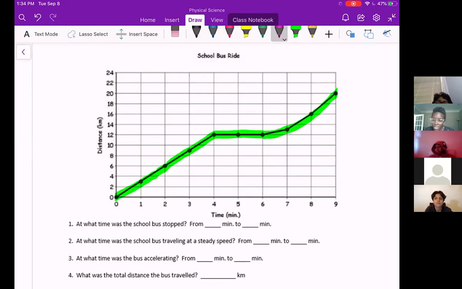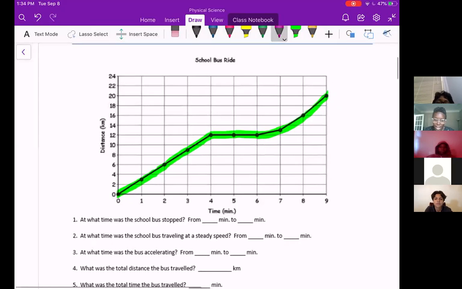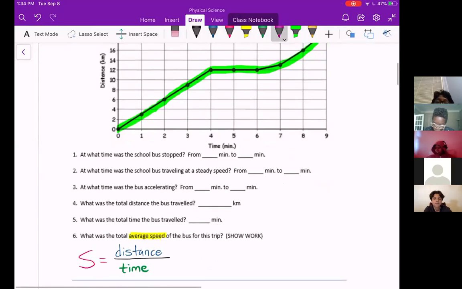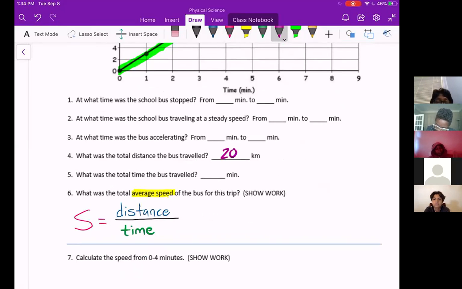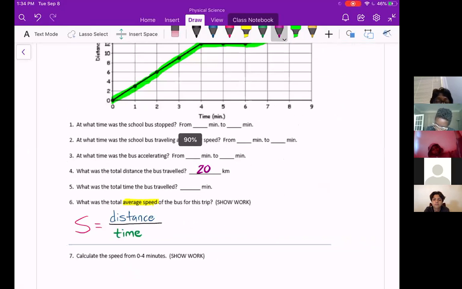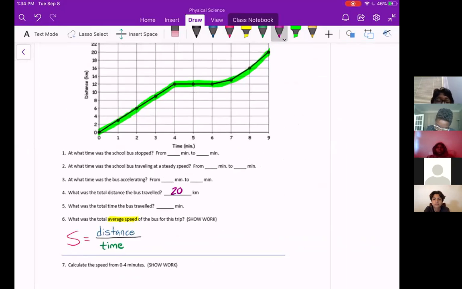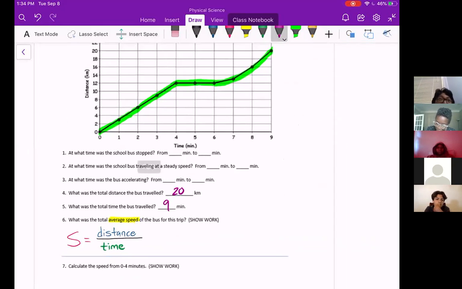to get there. And somebody, I think Allison, told us what was the total amount that he traveled? Anybody remember? 20 kilometers. 20 kilometers, right? And then Kevin said the total time that the bus traveled was how long? 9 minutes. 9 minutes. All right, so that's what we're gonna do to get the average.